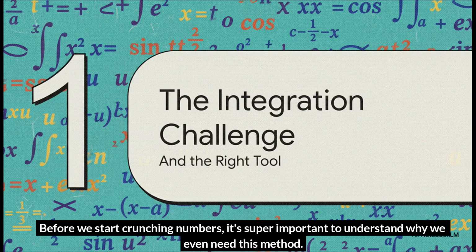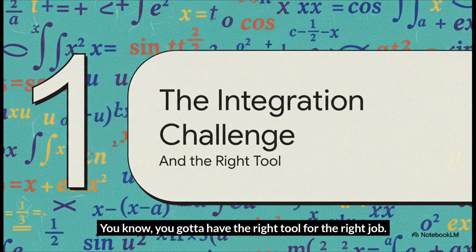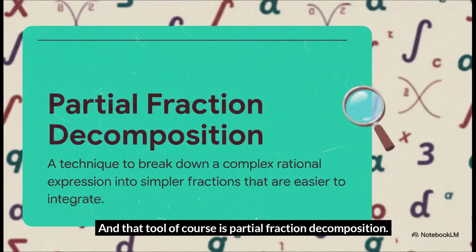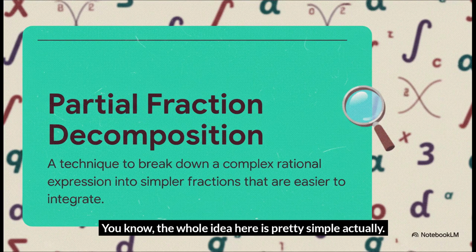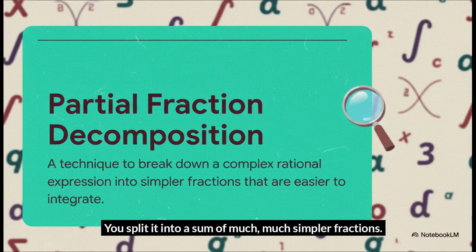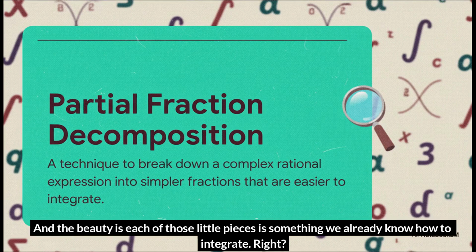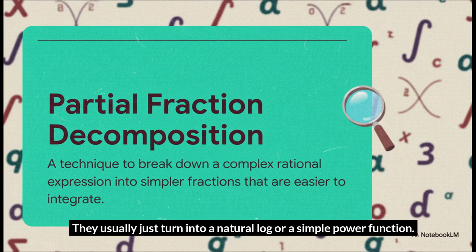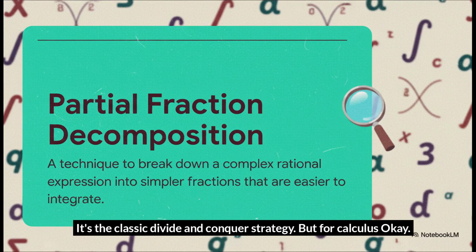Before we start crunching numbers, it's super important to understand why we even need this method. You've got to have the right tool for the right job. And that tool, of course, is partial fraction decomposition. The whole idea here is pretty simple, actually. You take a really messy, complicated fraction like that first one we looked at, and you just break it apart. You split it into a sum of much, much simpler fractions. And the beauty is, each of those little pieces is something we already know how to integrate, right? They usually just turn into a natural log or a simple power function. It's the classic divide and conquer strategy, but for calculus.